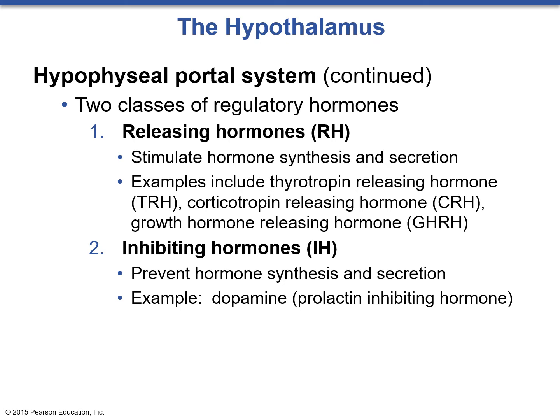On the flip side, we have inhibiting hormones. These will stop or prevent hormone synthesis and secretion. An example of this is dopamine, which is a prolactin inhibiting hormone. Prolactin itself is produced in order to manufacture milk in females.